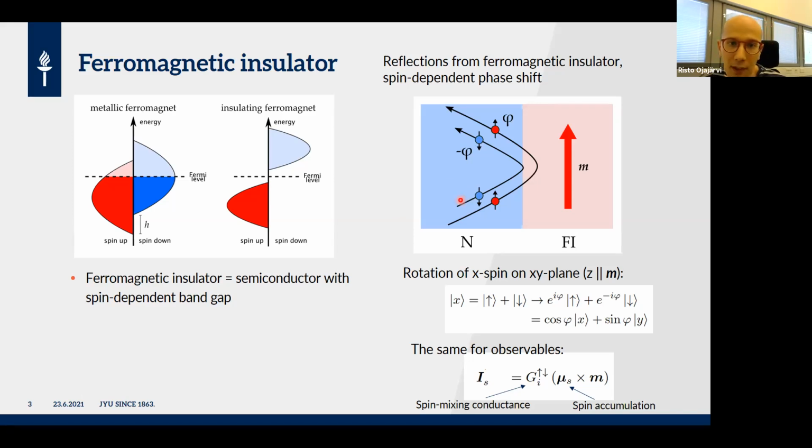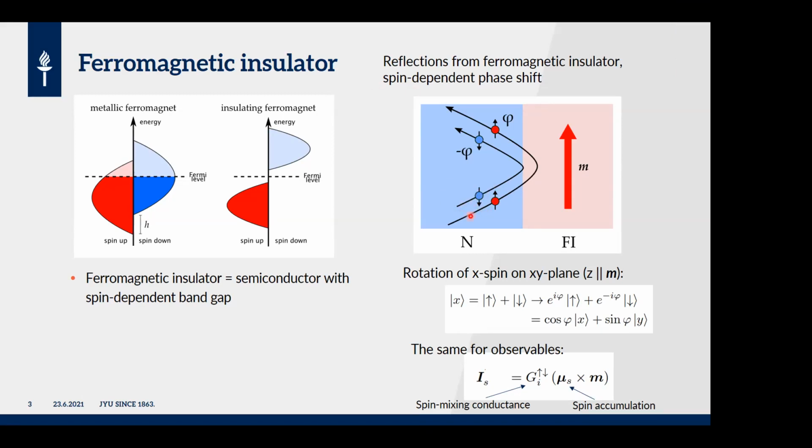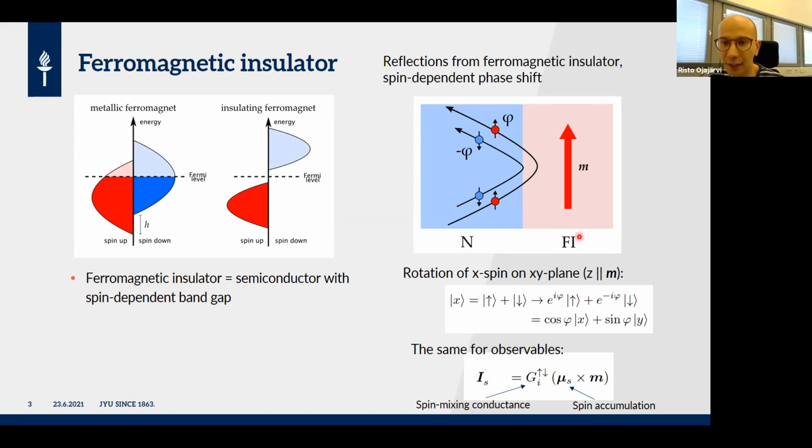The effect of the spin-dependent gap is this: if we make a bilayer, putting a normal metal and a ferromagnetic insulator next to each other, and imagine an electron coming from the normal metal side and reflecting from the ferromagnetic insulator boundary, it cannot penetrate into the ferromagnetic insulator because there are no electronic states in the gap. But it has some small penetration depth, which depends on the spin. Because of this penetration, it acquires a phase shift in the reflection process, and the different spins acquire different phase shifts.